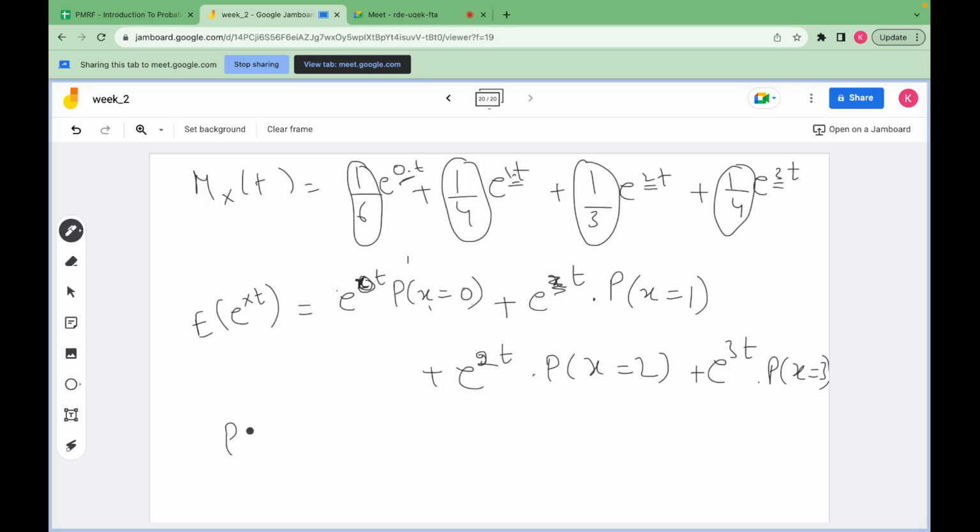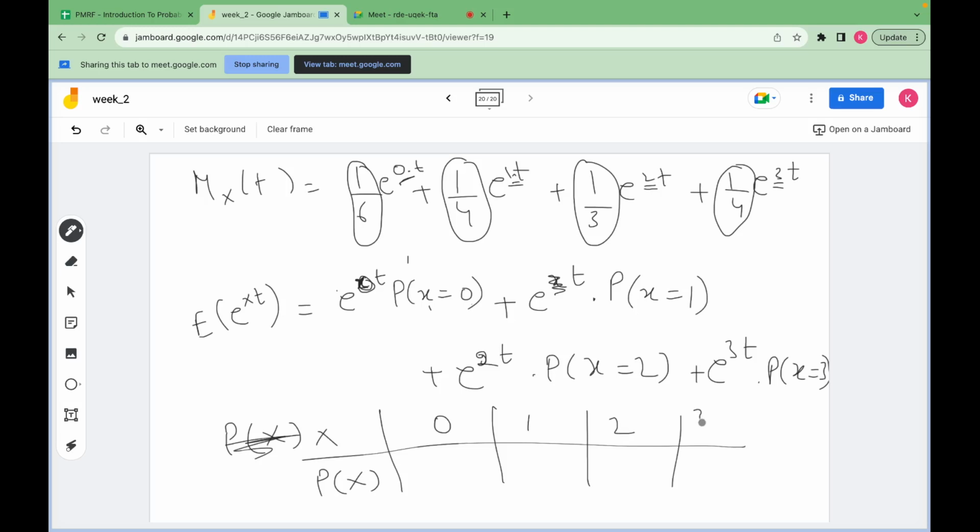So we can define the distribution function for this random variable now, right? For x equal to 0, the probability is 1 by 6. For x equal to 1, the probability is 1 by 4. For x equal to 2, the probability is 1 by 3. And for x equal to 3, the probability is 1 by 4.